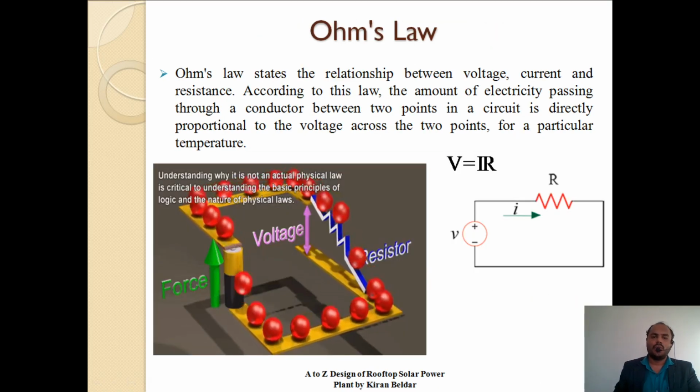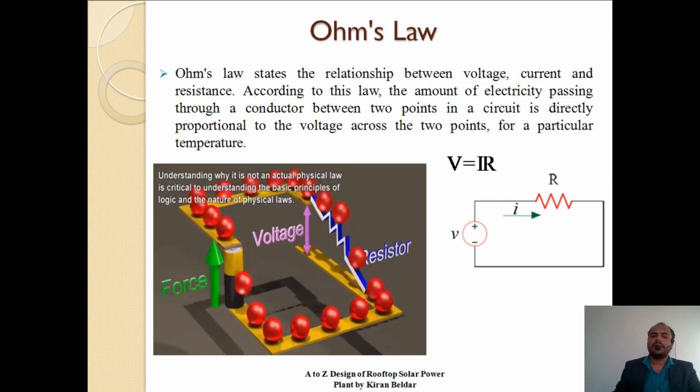Ohm's law. Ohm's law is nothing but V equals IR. It means V is the voltage, I is the current, and R is the resistance. So the voltage is equal to current multiplied by the resistance. Ohm's law states the relationship between the voltage, current, and resistance.